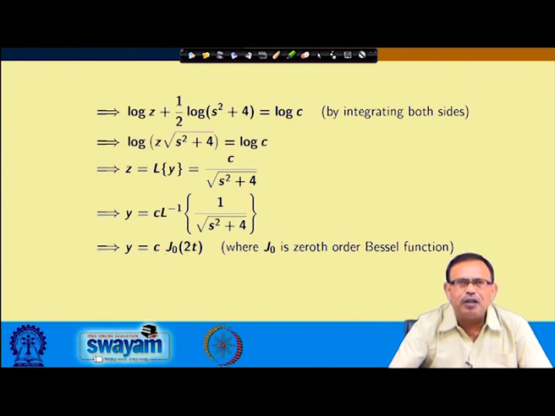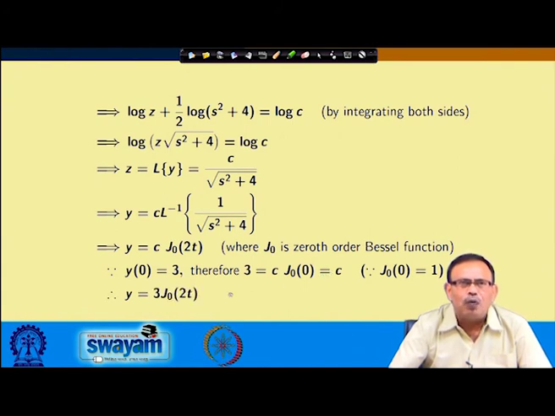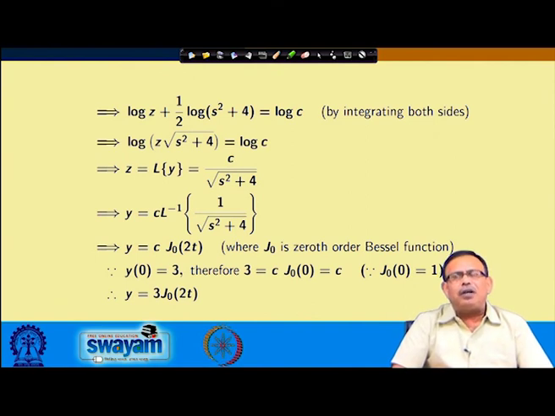Now, I have to only find the value of the arbitrary constant c. For that I am using y(0) equals 3: 3 equals c into J0(0), and J0(0) is 1. So, c equals 3, and therefore, I obtain the solution as y equals 3 into J0(t). So, please see the variation here. Whenever I have terms like t y double dash, t y dash or t y, the second order ODE will be converted into one first order ODE.